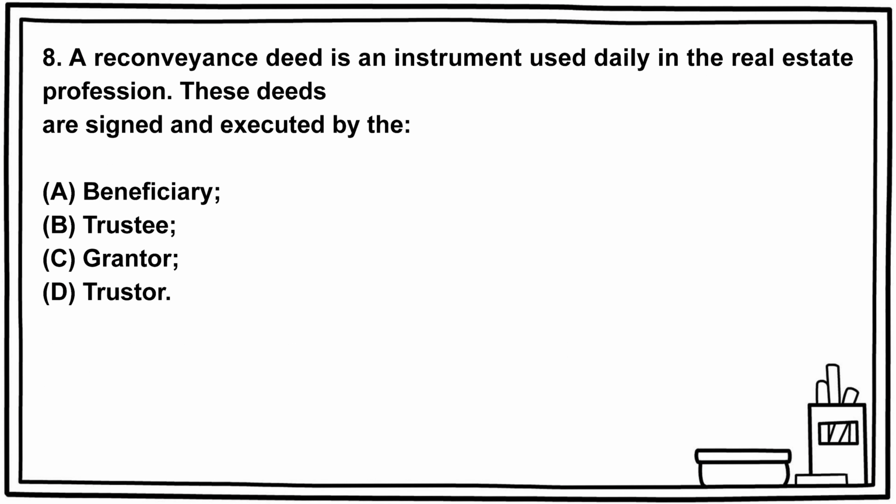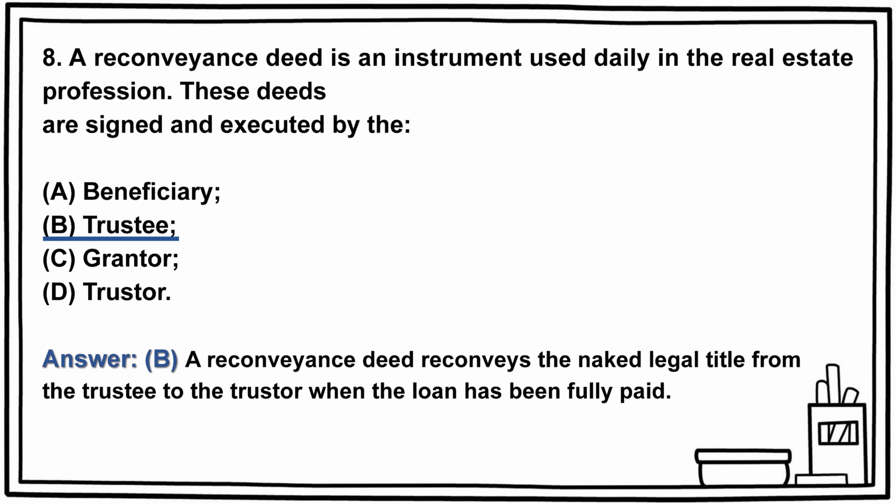8. A reconveyance deed is an instrument used daily in the real estate profession. These deeds are signed and executed by the: A. Beneficiary. B. Trustee. C. Grantor. D. Trustor. Answer: B. A reconveyance deed reconveys the naked legal title from the trustee to the trustor when the loan has been fully paid.